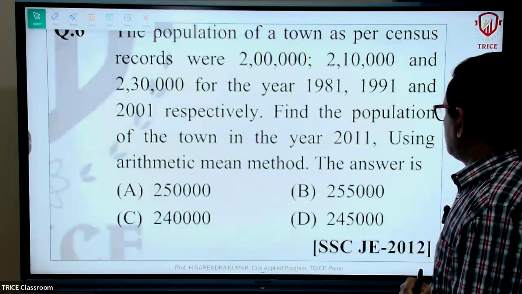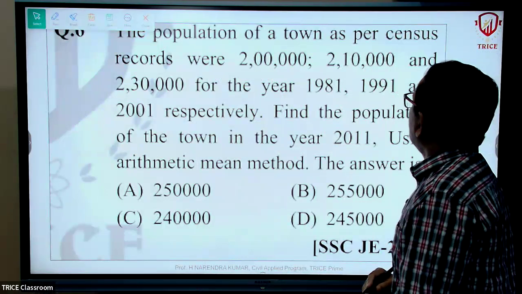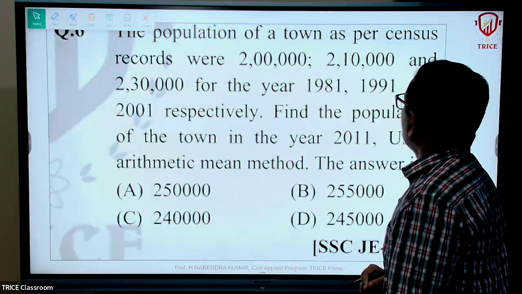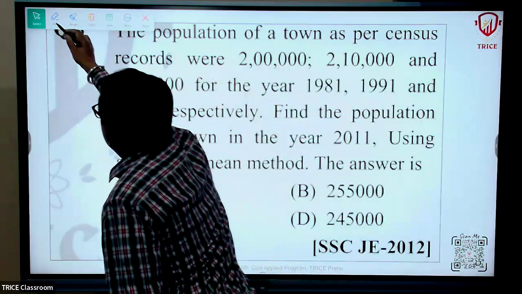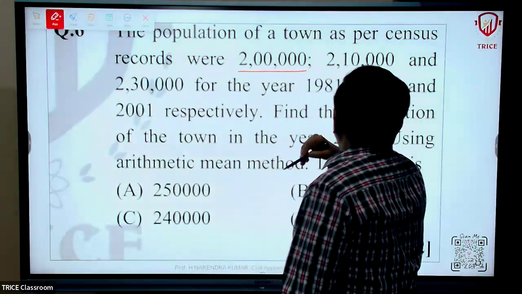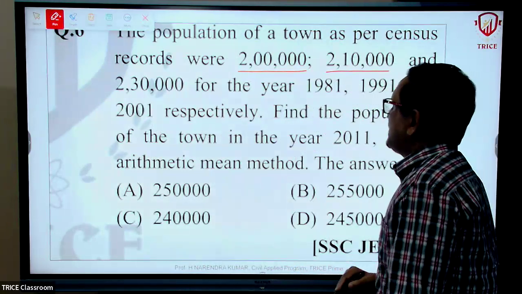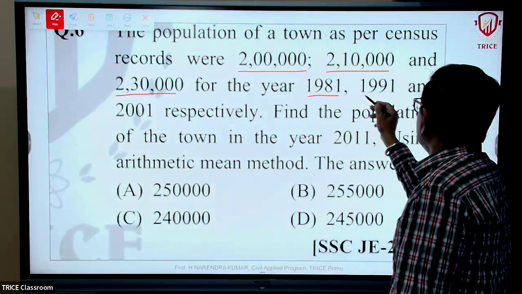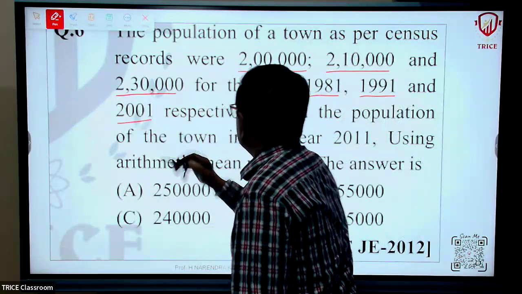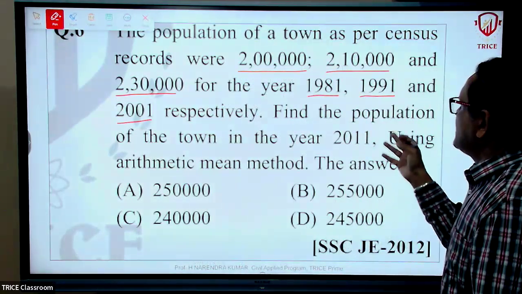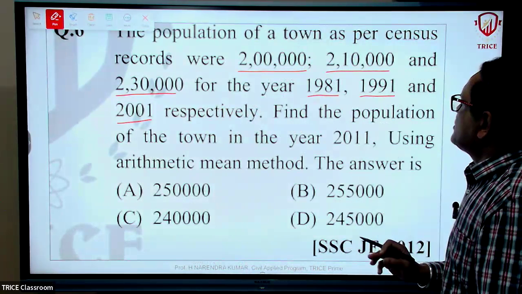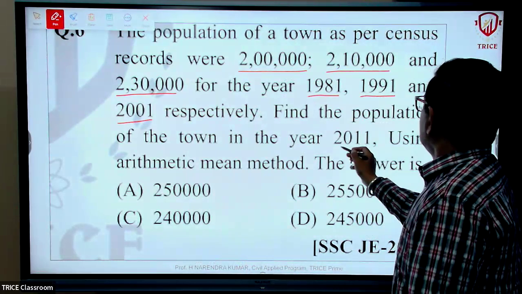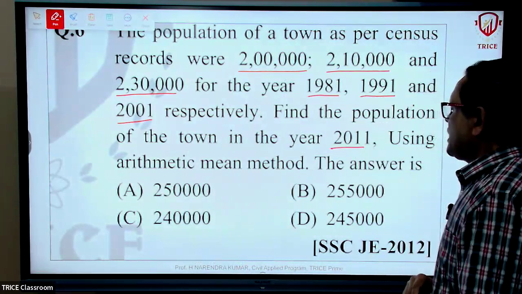So next is also related to a problem. The population of a town as per census records were 2,00,000, 2,10,000 and 2,30,000 for the years 1981, 1991 and 2001 respectively. So for each decade, they are giving us 3 different population data for a town. Find the population of the town in the year 2011 using the arithmetical mean method.